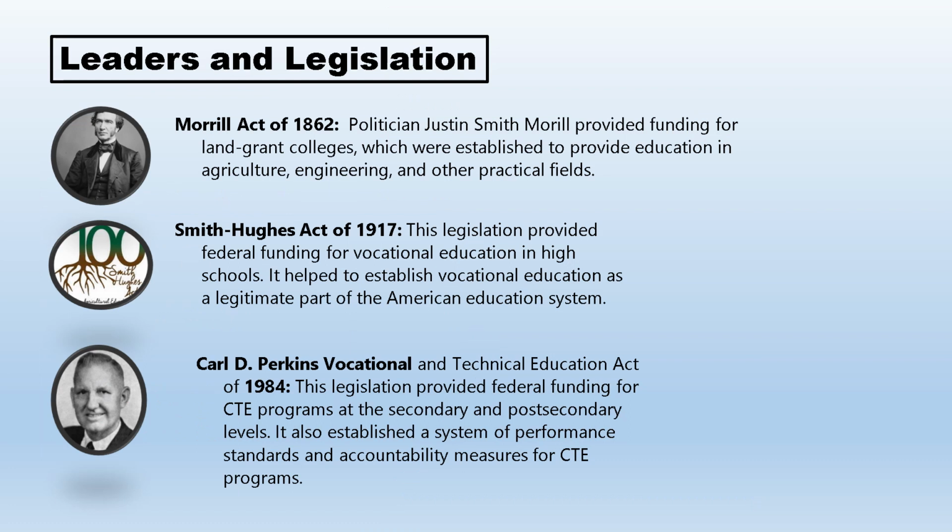Leaders in legislation leading to the progression of CTE. Let's start out in 1862. Politician Justin Smith Morrill provided funding for land-grant colleges, which were established to provide education in ag, engineering, and other practical fields. Next, we have the Smith-Hughes Act of 1917. This seems like the first time you're seeing vocational education in high schools. And it's also the first time vocational education is a legitimate part of the American education system.